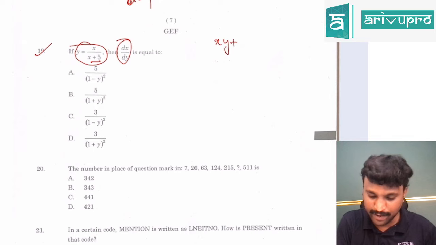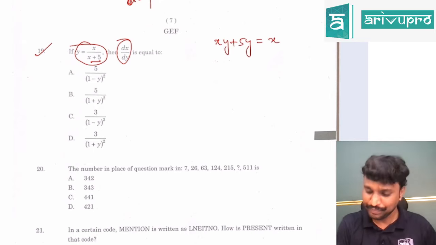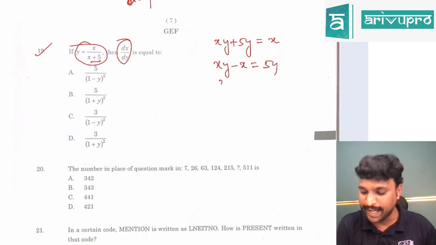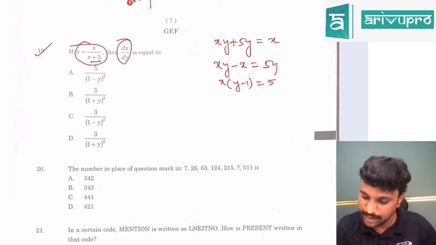x into y is xy, 5 into y is 5y, is equal to x. Now what you do? x into y minus x is equal to 5y. So take x common. So it's x into y minus 1 is equal to 5y.